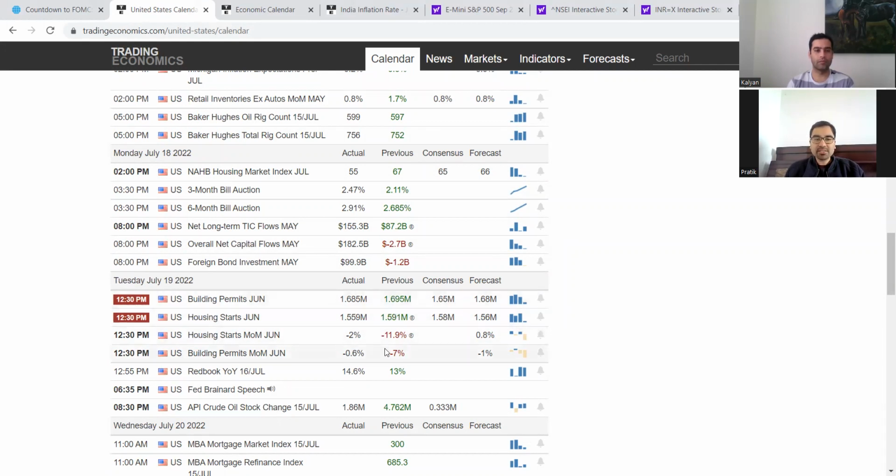If you look at the previous number in May, it was down 11%. From that number, in June, it is still down 2%, basically, right? So the housing starts and building permits are going down. It's trending on the downward side, which, generally speaking, is a negative thing, right? Because fewer houses are getting built, or fewer permits are being issued for new houses to be built. So basically, that demand has subdued. Something of that sort we can interpret, right?